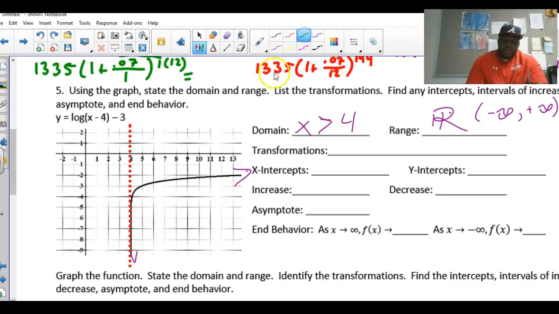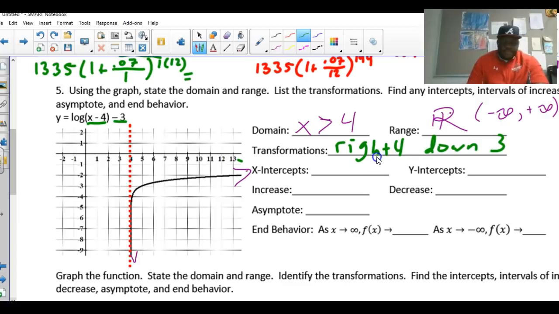Now the transformations. The transformations we're going to describe all come from right here. This is a log function. This negative 4 here tells me it went which way? We're going to say right 4. And then this minus 3 tells me it went down 3.